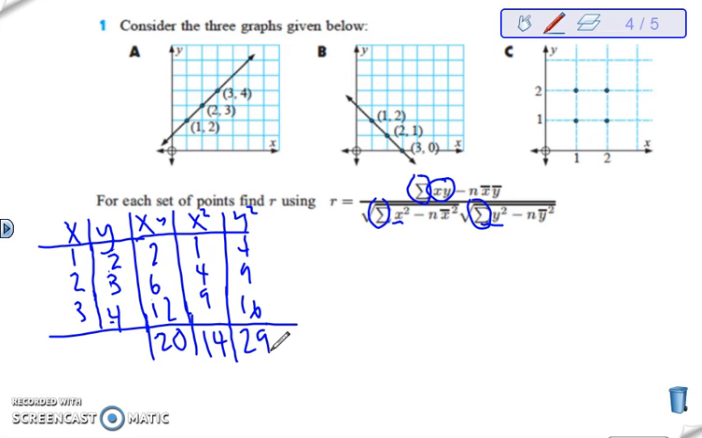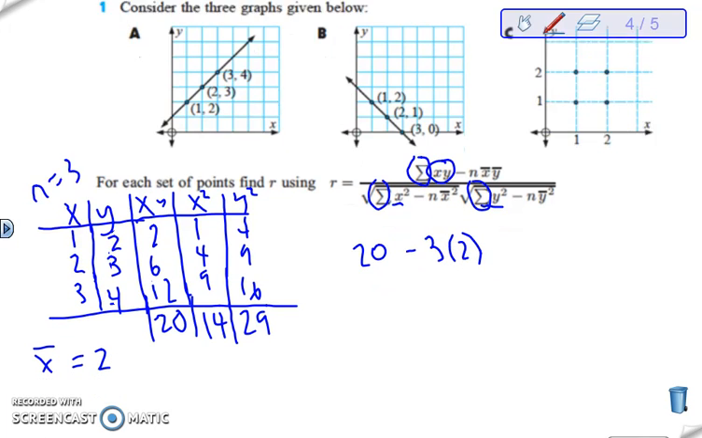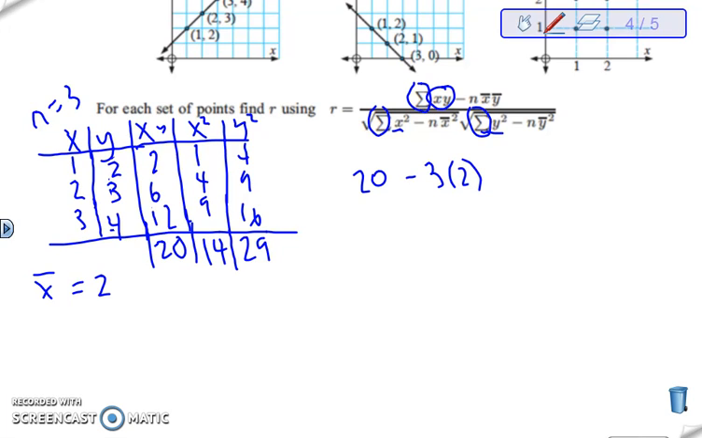It looks like the last thing we need is to know N. So basically, how many points did we have? There were 3, so N is 3. So now all we got to do is plug in. So I'm going to take the total of X times Y minus the number of terms. Then I'm going to take the average of X. So to get my average, again, add them up, divide by 3. So X bar is 2. Y bar is 3.